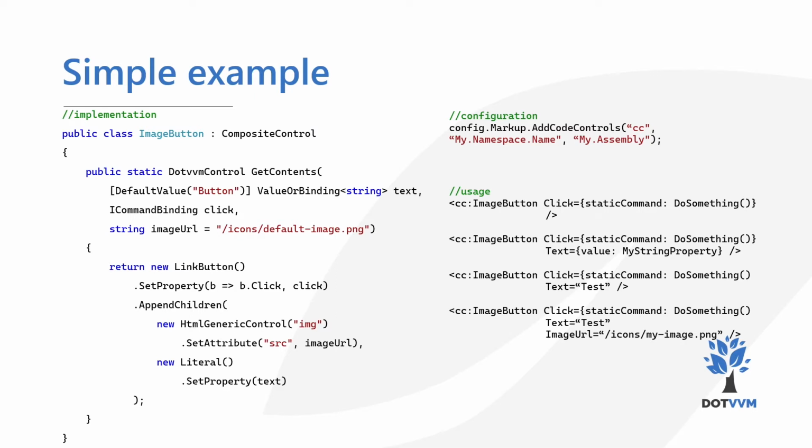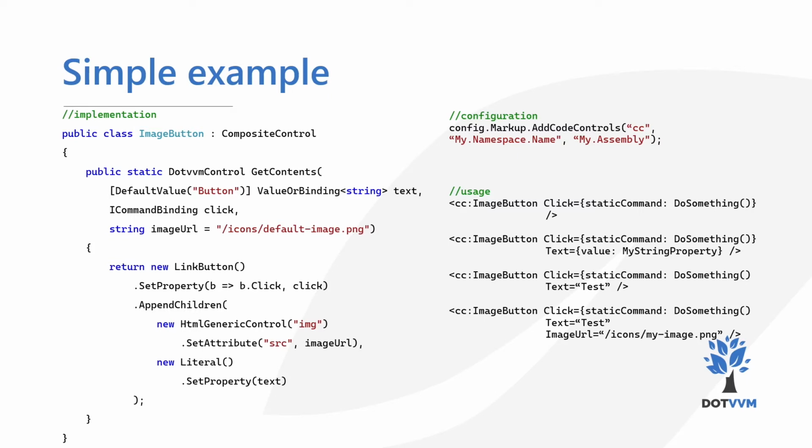Argument, and this basically says, okay, this click property can be mapped to some kind of command binding, so either a simple command or static command. And then we have this string argument image URL, and again, it's not required because it introduces the default value, but because it's not value or binding, but just a simple type string, it means it can only handle a static value. So as you can see from the usage, it's not required, but the last image button has this property, and it's overwritten by my image JPEG.